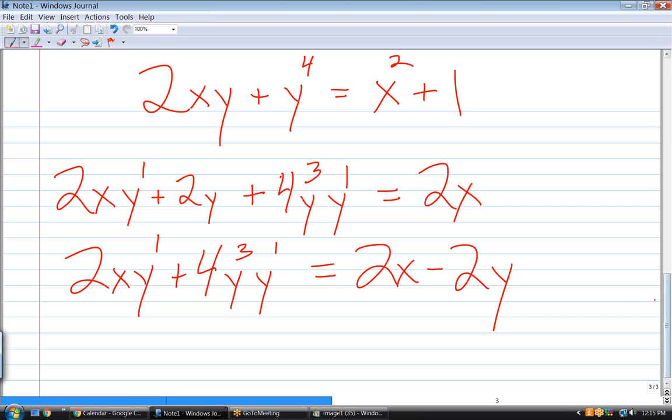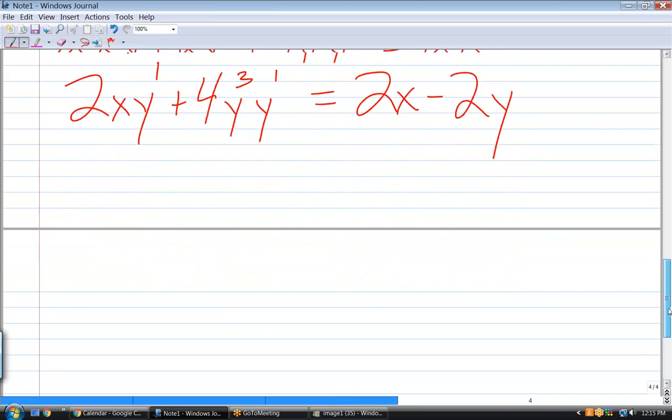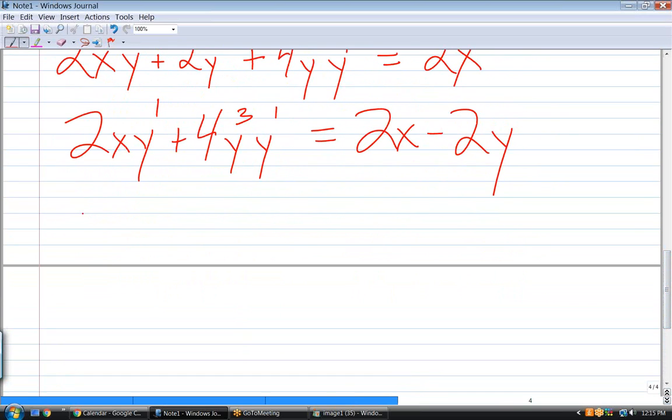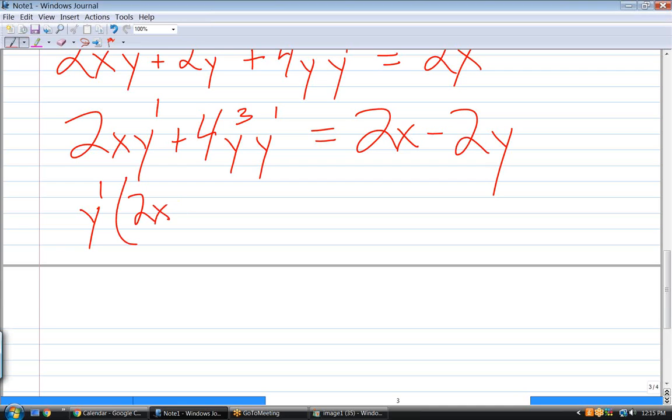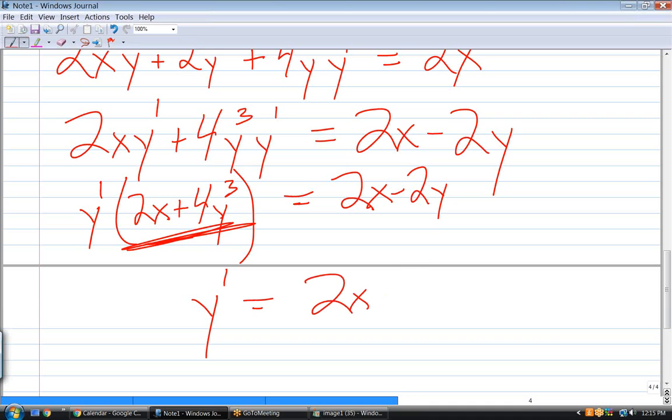Now the key step is factoring, as it frequently is in math. I want to factor out a y prime. Since that's all equal to 2x minus 2y, all I have to do is divide both sides by that coefficient, and I've solved for y prime. So my y prime is equal to 2x minus 2y all over 2x plus 4y cubed.